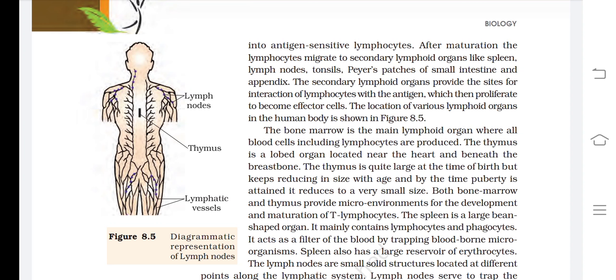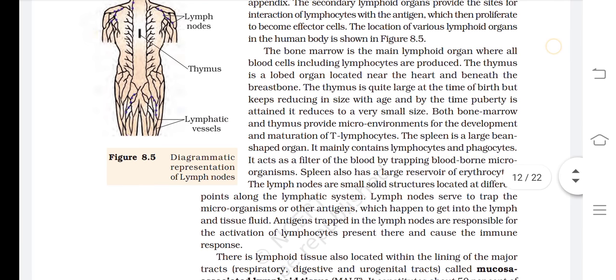There are lymph nodes, thymus, and lymphatic vessels. The bone marrow is the main lymphoid organ where all blood cells, including lymphocytes, are produced. The thymus is a lobed organ located near the heart and beneath the breastbone. The thymus is quite large at the time of birth but keeps reducing in size with age, and by the time puberty is attained, it reduces to a very small size. Both the bone marrow and thymus provide microenvironments for the development and maturation of T lymphocytes.